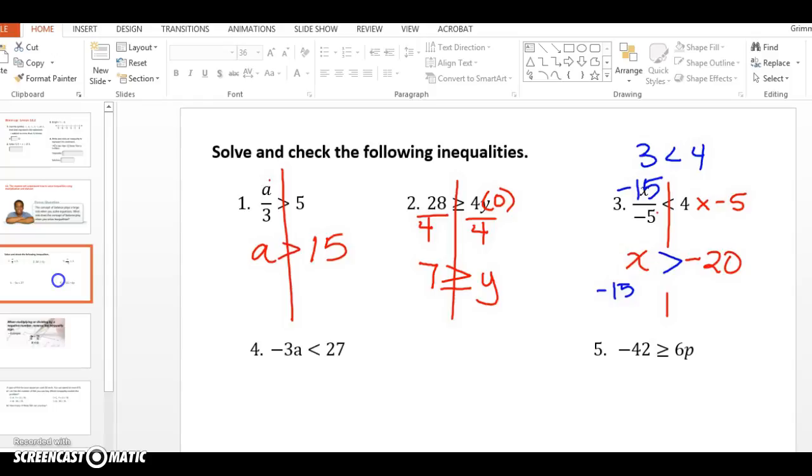Wait, so what if one of the signs is negative and one of them is positive? Well, that's a really good question because we're going to get to some more different cases and see if this makes sense. Okay? All right.